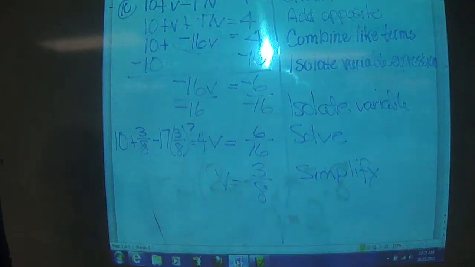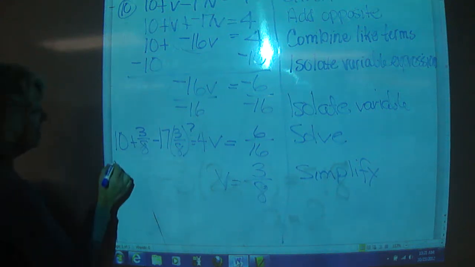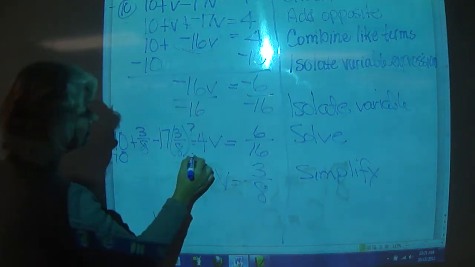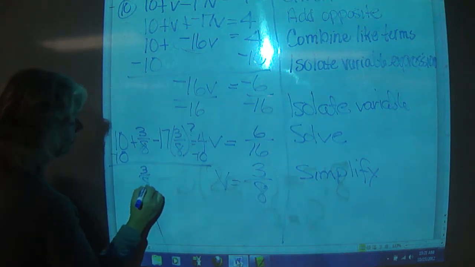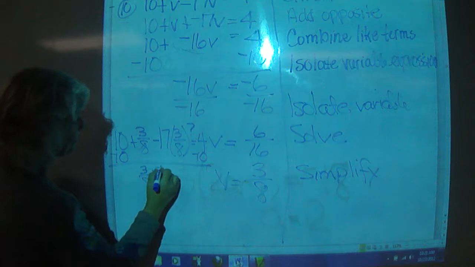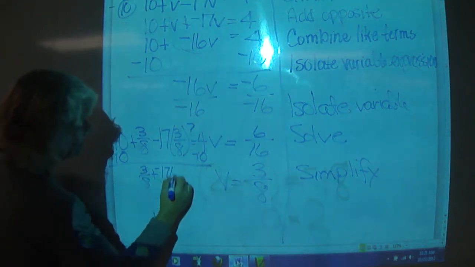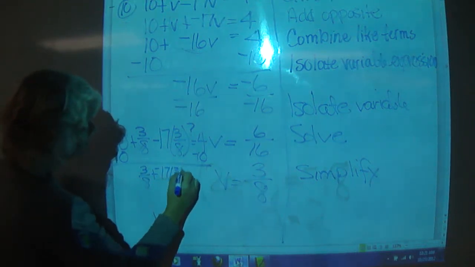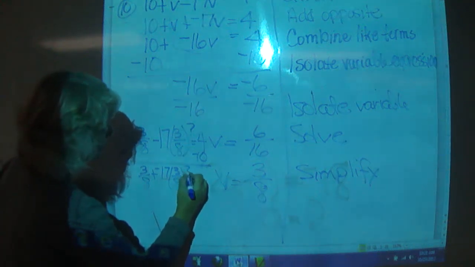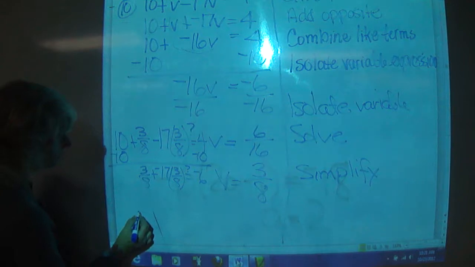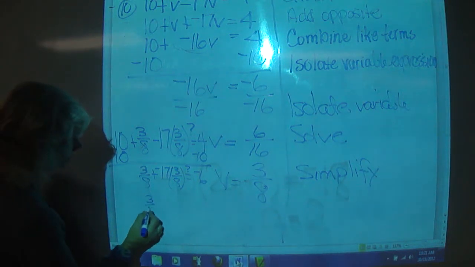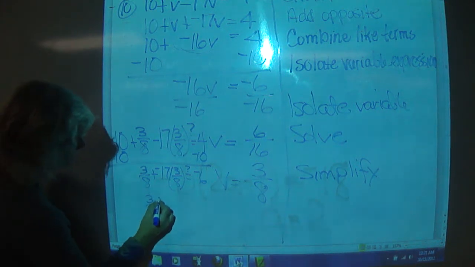Now, we know how to manipulate equations. One of the things I like to do when there's, you know, the F word, fractions involved, I'll add a negative 10 to both sides. So I have all the fractions on one side. So I have 3/8 plus negative 17 times 3/8 equals, does it? Negative 6. So then I have 3/8 plus negative.